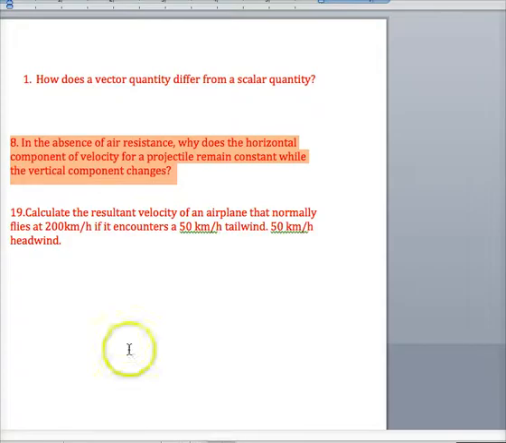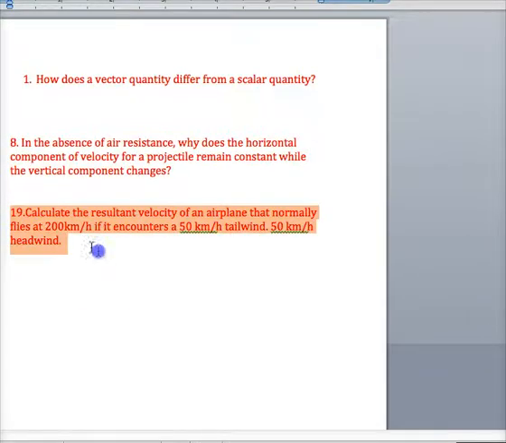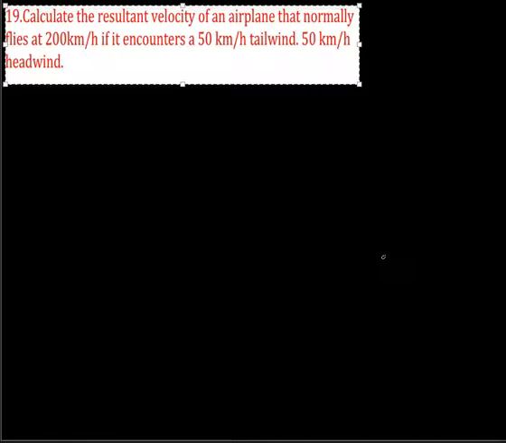Now we will move on to the last question of this video, which is question 19, and it's the first one in the plug and chug. Let me snag it from my Microsoft Word here. This one's very easy, probably the easiest one we've done today. Calculate the resultant velocity of an airplane that normally flies at 200 kilometers per hour if it encounters a 50 kilometer per hour tailwind and a 50 kilometer per hour headwind.